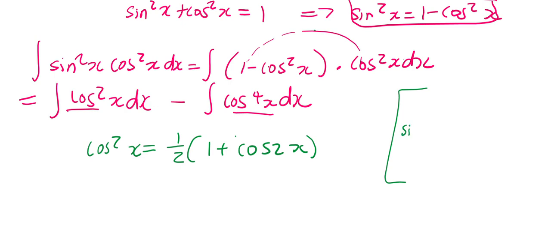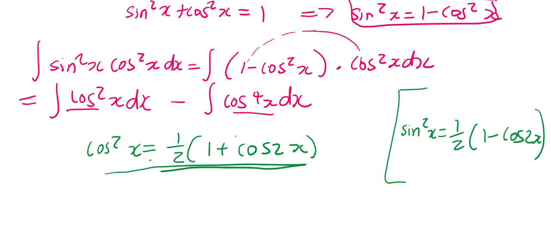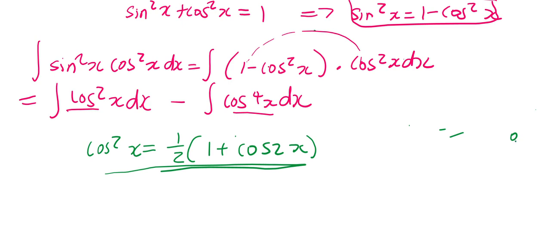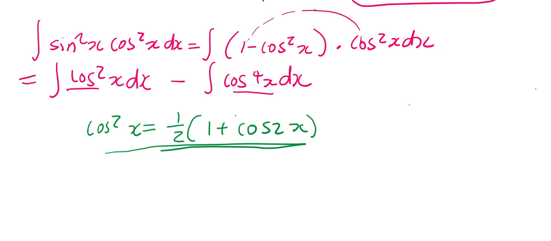You're going to use sine squared x equals 1 over 2, 1 minus cos of 2x. So that's what you were going to use. So in this case we'll be using this identity over here. Let me erase this one so that it doesn't confuse us. Before we use that identity, look at the power here.